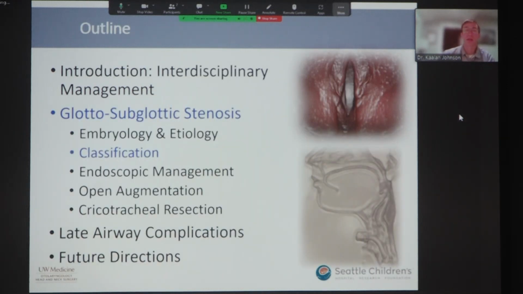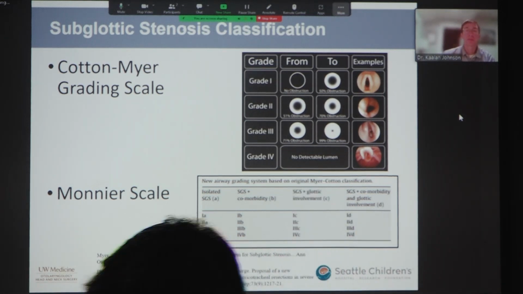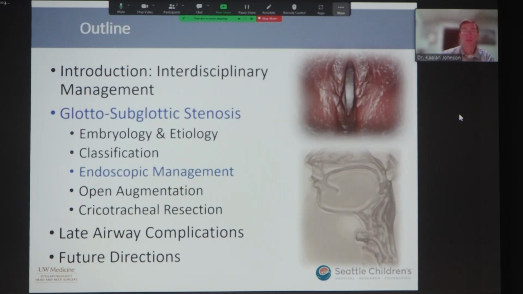So how do we describe that narrowing? The Cotton-Meyer grading scale is certainly the most commonly used, from 0 to 50, 51 to 70, 71 to 99. Grade 4 is no detectable lumen. But also, I'm sure Kishore would want us to mention, there's the Monnier scale, which is based off Cotton-Meyer, but also adds comorbidities and glottic and subglottic involvement. And these things can better track with outcomes for long-term decannulation and health in children.